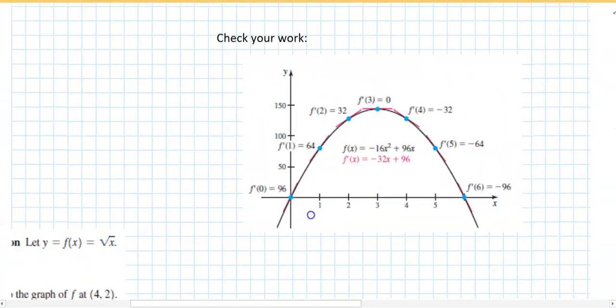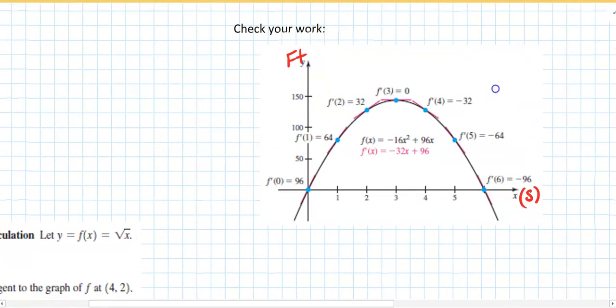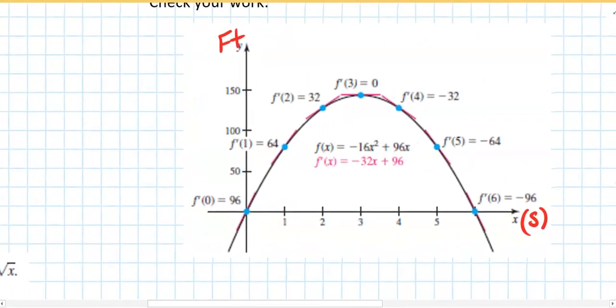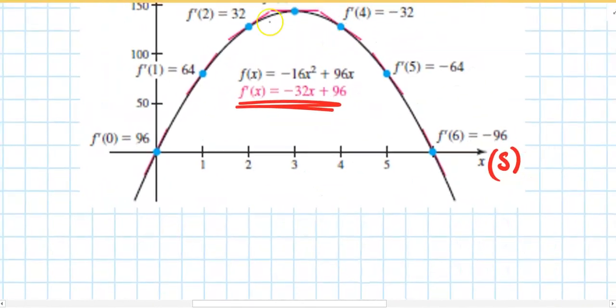If that function, let's see, I do have a picture of it here. If that function has a y-axis representing feet and an x-axis representing time in seconds, then the slope at any given point represents the velocity of the object in feet per second. And so this graph here kind of shows us that, and it's also saying that our derivative is negative 32x plus 96. And hopefully that makes sense.